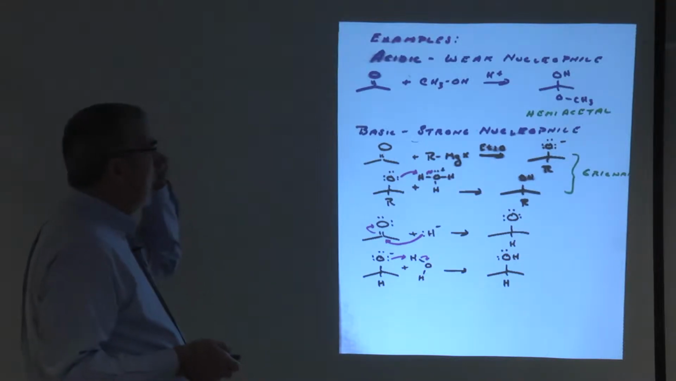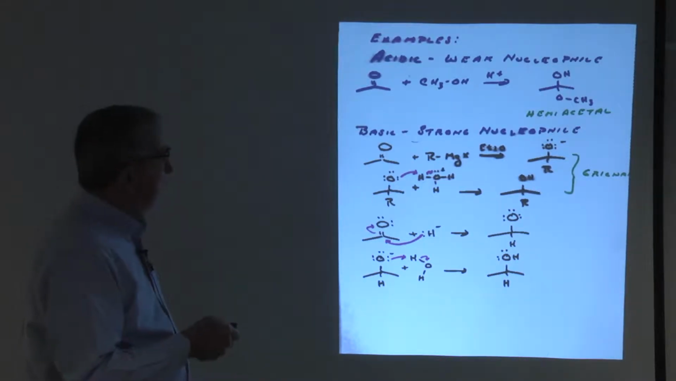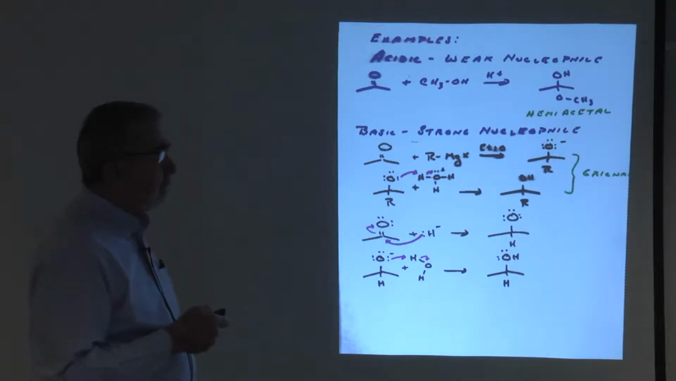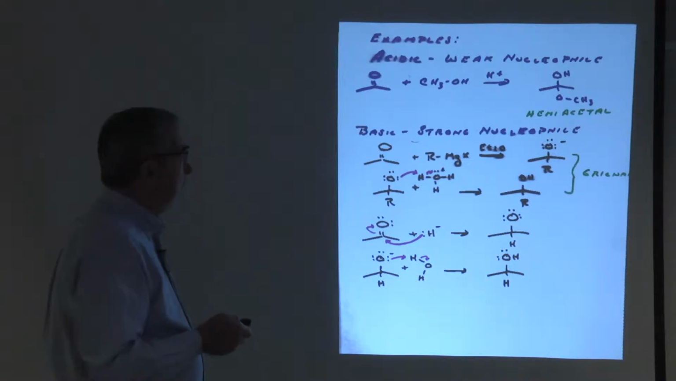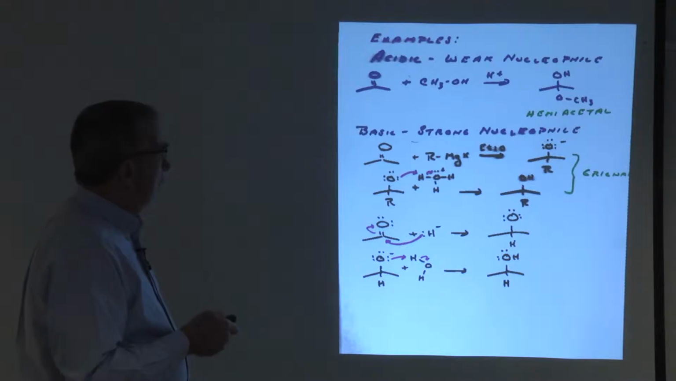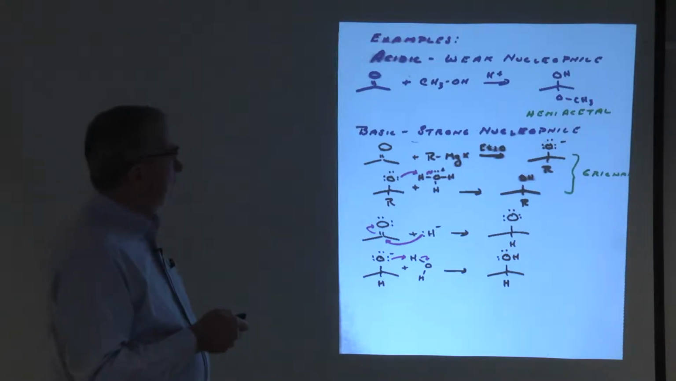So an example of a reaction involving a weak nucleophile would be the formation of an acetal or a hemiacetal. And as I said before, alcohols are not particularly strong nucleophiles. So in order to get this reaction to work, we've got to energize or activate this by protonating it first. So this reaction will take place in an acidic medium, and we get a hemiacetal. We'll have more to say about that a little bit later on.